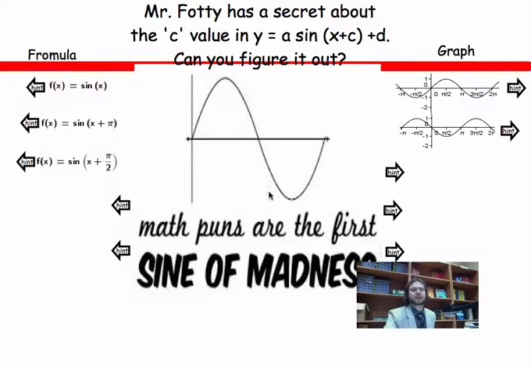Let's take a look at the second one. So now I added pi over 2. How did that shift? Look at where pi over 2 is here. Look where pi is here. Look where pi is. Okay, for that one. Those are my hints.